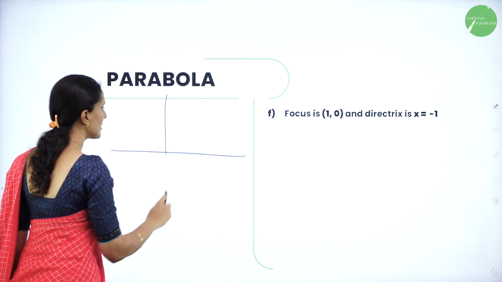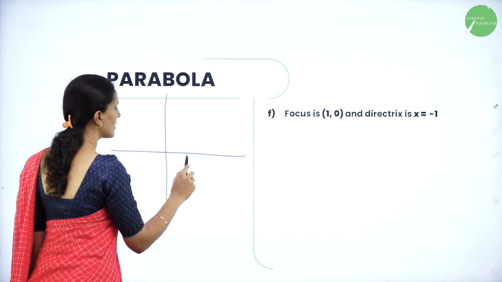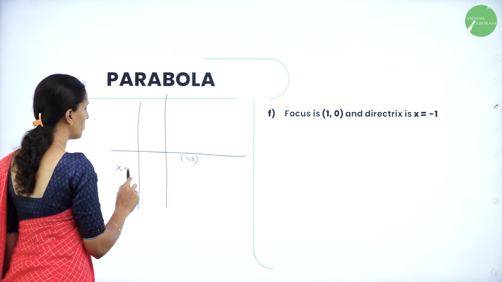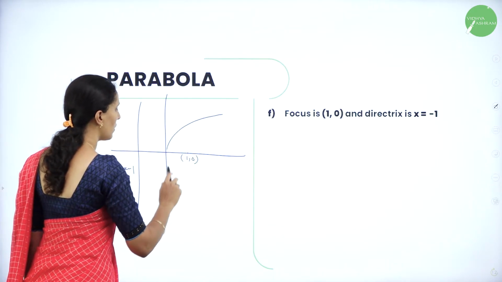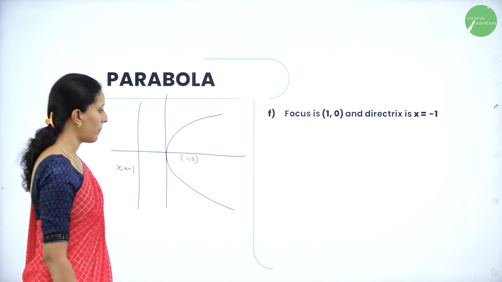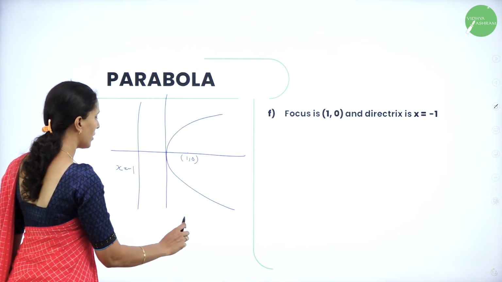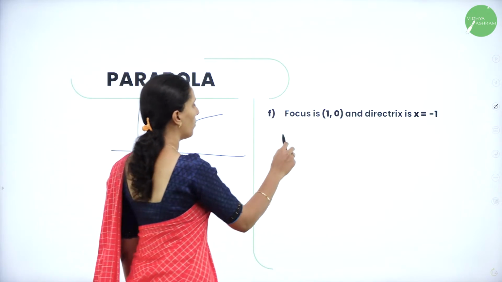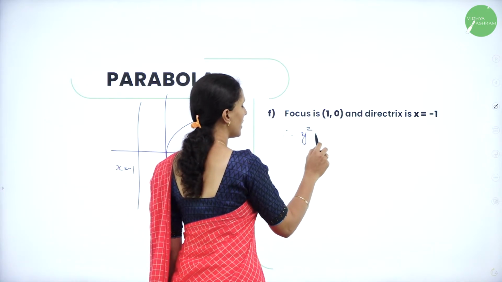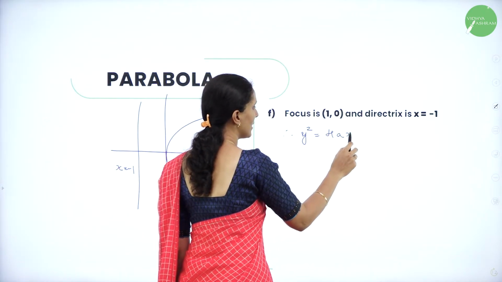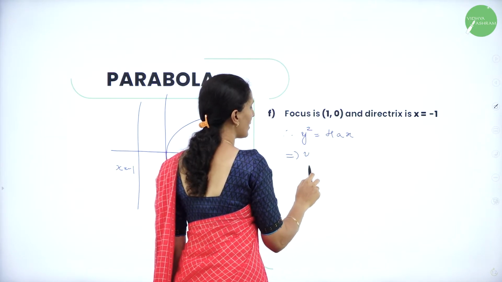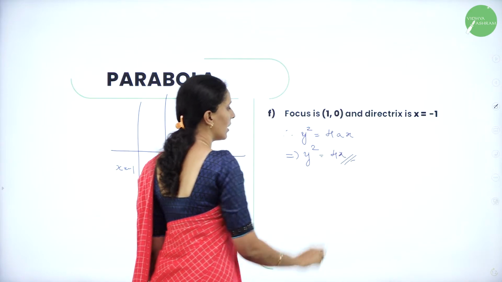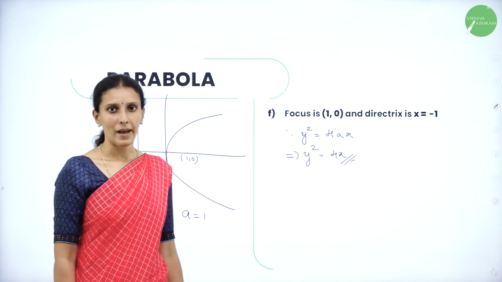This is x-axis and y-axis. Focus is (1, 0) and directrix is x is equal to minus 1. Again, this will be the right-handed parabola. From these observations, we can write the value of a is 1. So therefore, y square is equal to 4ax. This implies y square is equal to 4x. So this is the required equation of the parabola.